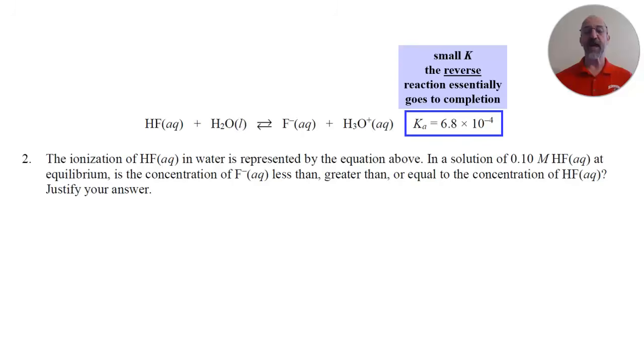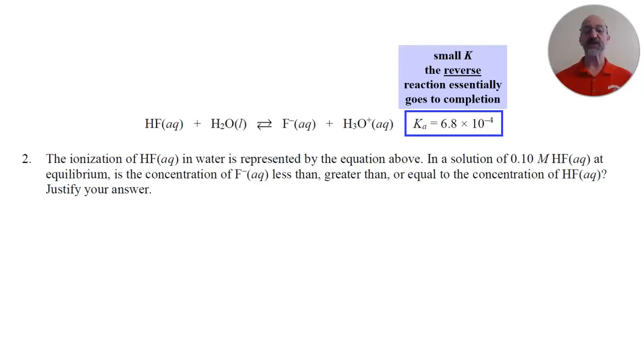So the value of Ka for this reaction is 6.8 times 10 to the negative 4. And so the reverse reaction from right to left essentially goes to completion, and we would expect the products to have a smaller concentration than the reactants, since this reaction essentially goes to completion from right to left. So that's how we will answer question 2 with our justification.